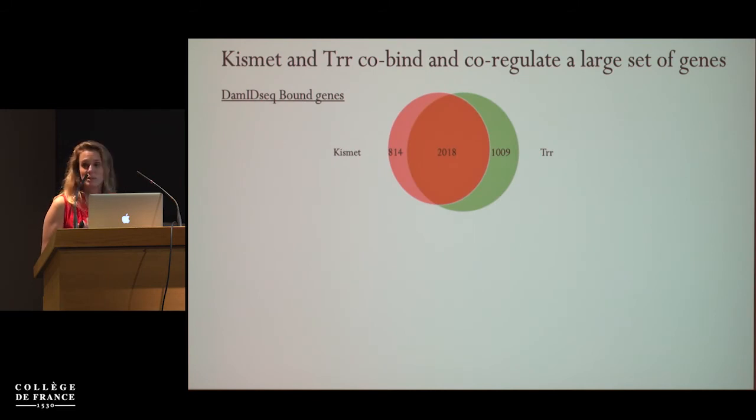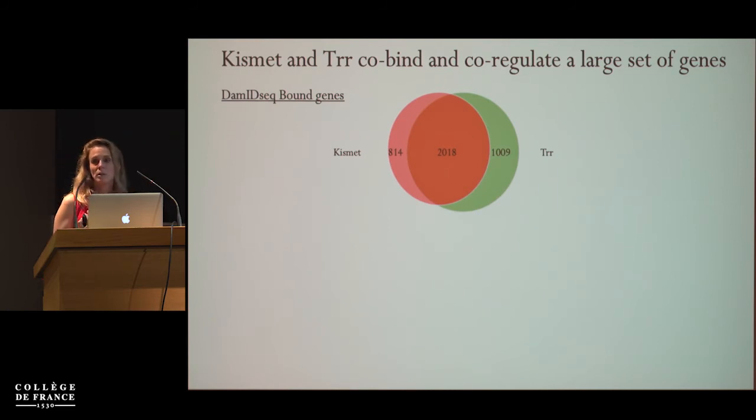And one way that we wanted to test that was to ask where are they binding in the genome? Do they have overlap at the level of their targets? So we mapped where Trithorax-related was binding and compared this with that of Kismet, and we found that indeed they have a large overlap in terms of their genomic binding.